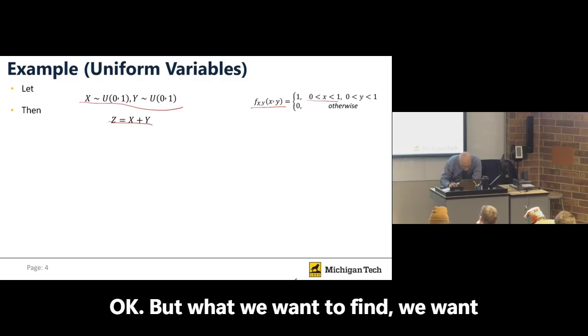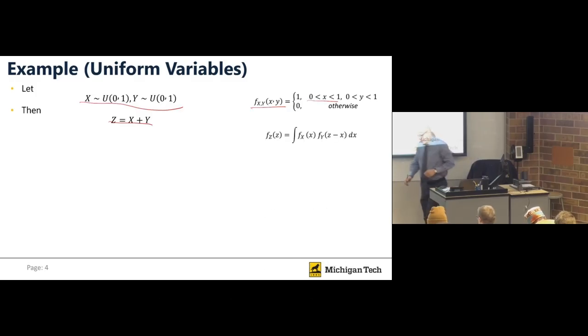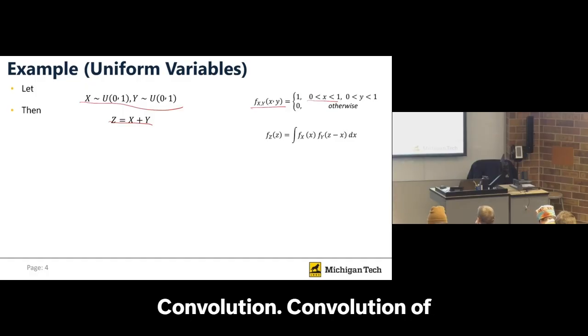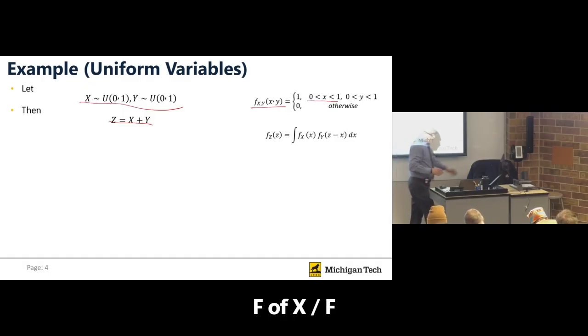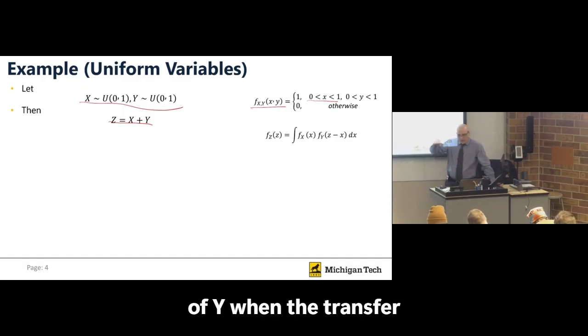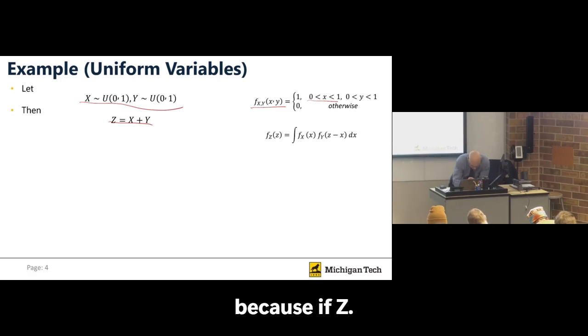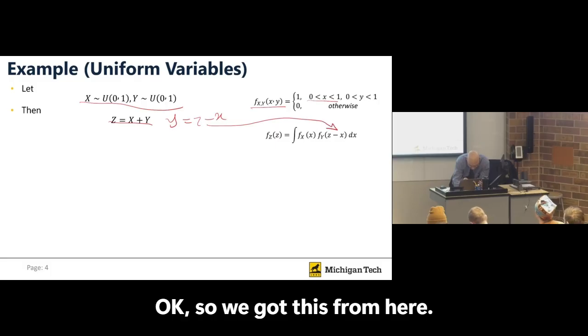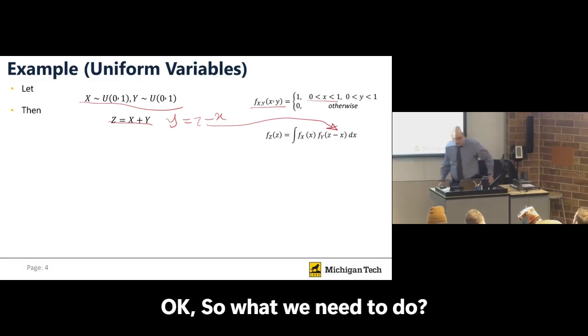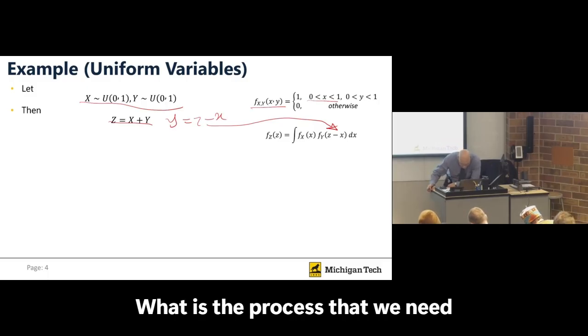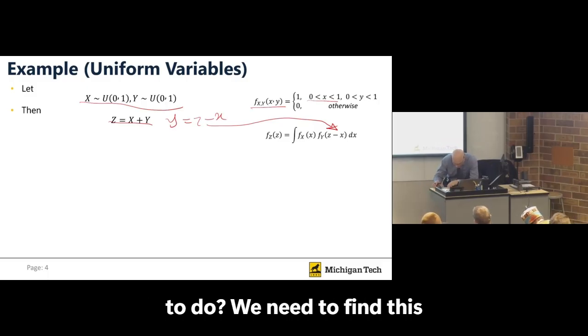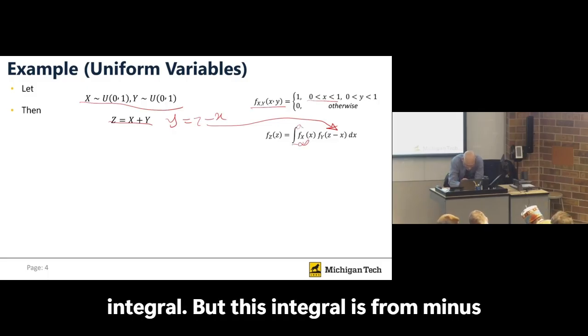OK, but what we want to find is this z, that is a convolution. Convolution of f of x over f of y when we transfer y to z minus x, because if z is x plus y, y is z minus x. OK, so we got this from here. What is the process that we need to do? We need to find this integral. But this integral is from minus infinity to infinity.